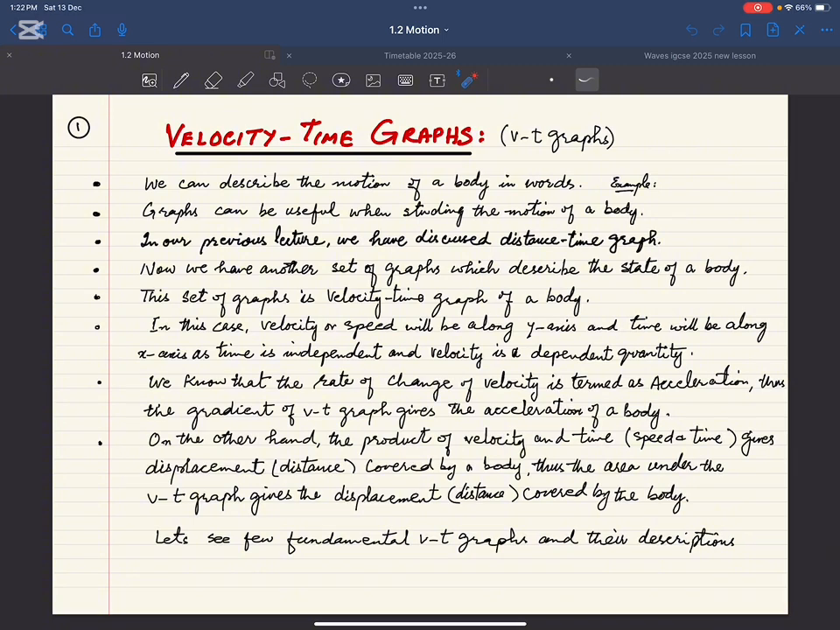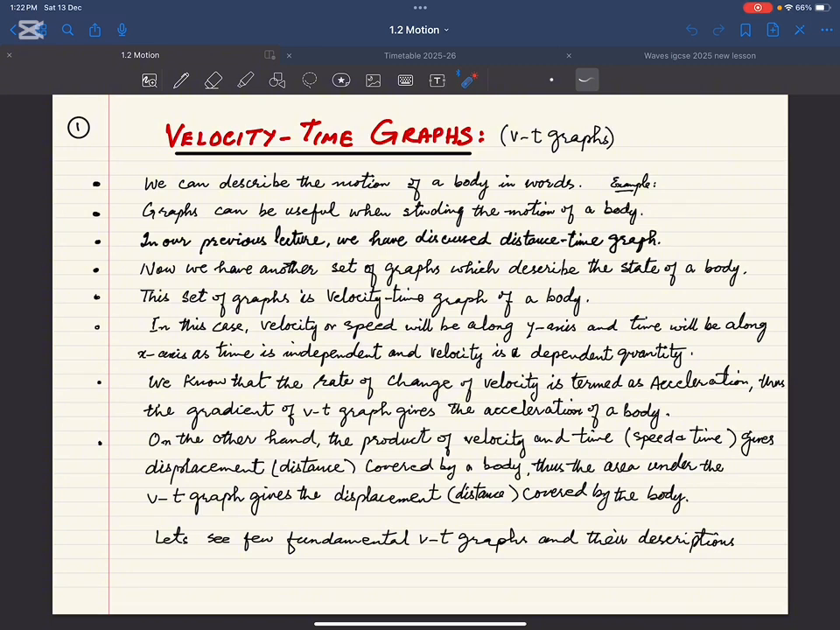The second point is the product of velocity and time, and you know that velocity times time gives us the displacement or distance covered by a body. So remember this very important thing: the area under the VT graph gives the displacement or distance covered by a body. Again I repeat, the first is that the rate of change of velocity is acceleration, so the gradient of the VT graph is acceleration, and the area under the graph will be the displacement or distance covered by a body.